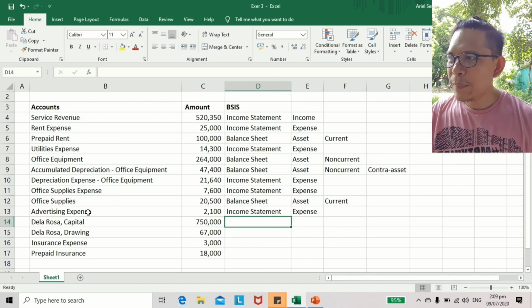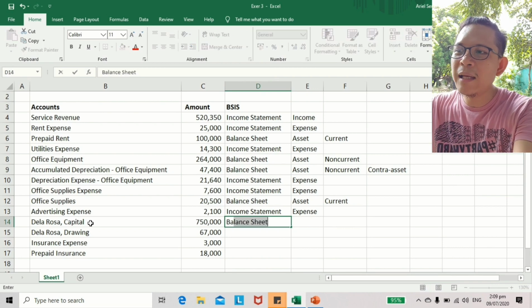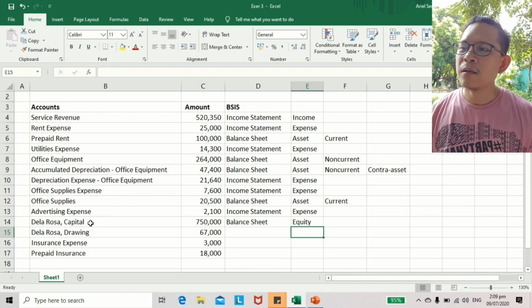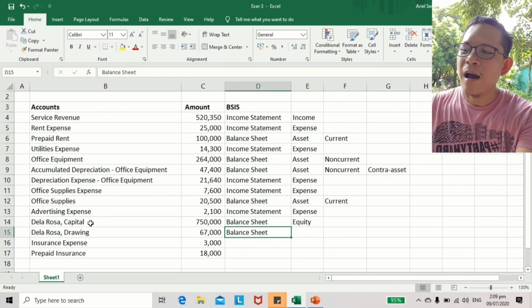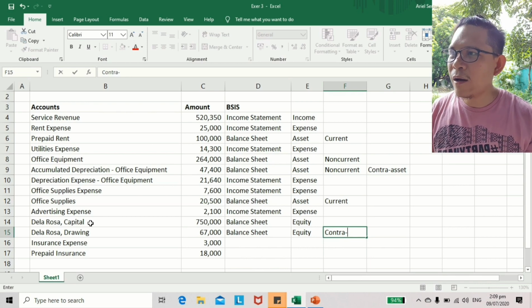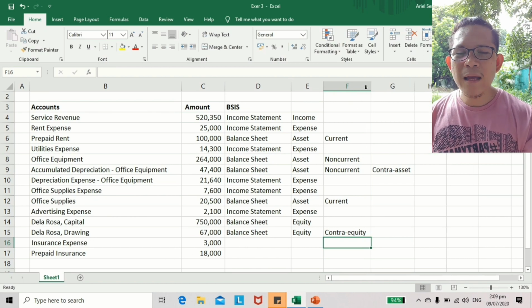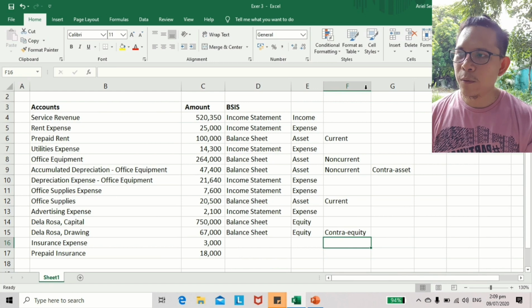How about De La Rosa Capital? The De La Rosa Capital is, dapat hindi kayo nalilito dito because this is a balance sheet account, and ito yung ating equity account. Alright? How about your De La Rosa drawing? Ano naman ito? Is this a balance sheet account or is this an income statement account? Your drawing account will always be a balance sheet account under your equity account, but this time we call the drawing account or your mga withdrawal account as contra equity. Are we clear? Kung nalilito ka bakit natin ito tinatawag na contra equity account, yung mga withdrawals, let me know. You may comment down below.